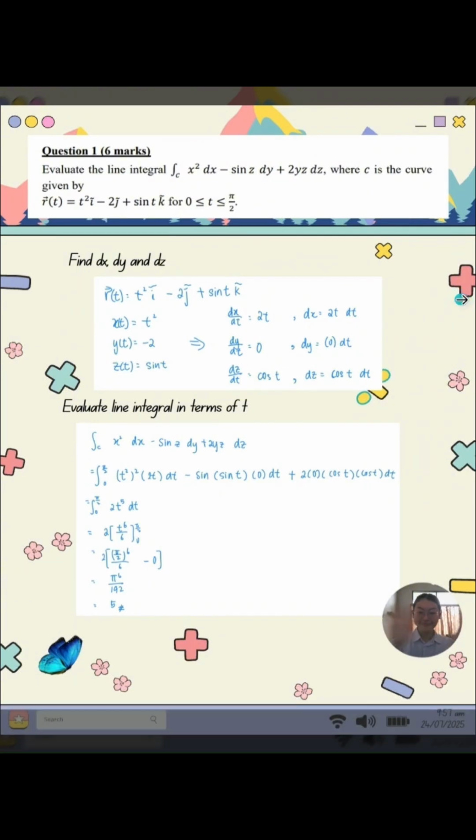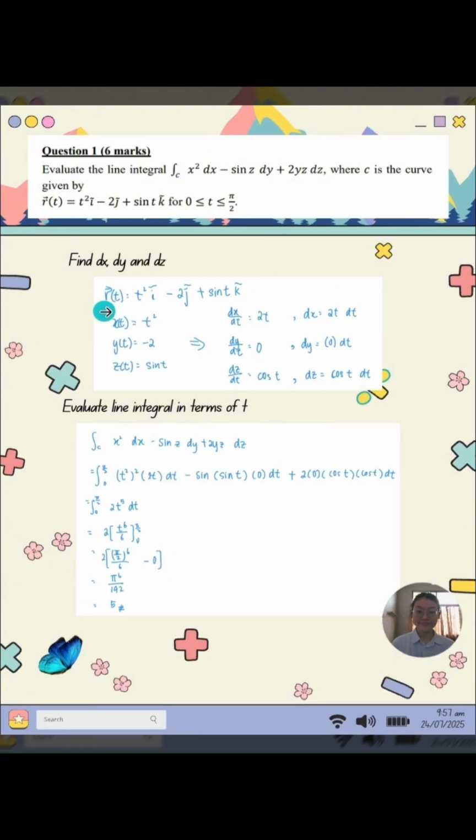Hi, I'm Emily. I will be presenting the solution for question 1. For question 1, we need to evaluate the line integral x squared dx minus sin z dy plus 2yz dz, where C is the curve given by position vector r(t) equals t squared i minus 2j plus sin t k, for t from 0 to pi over 2.